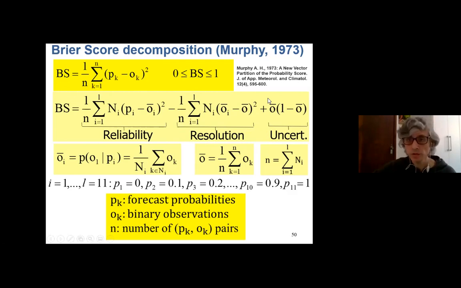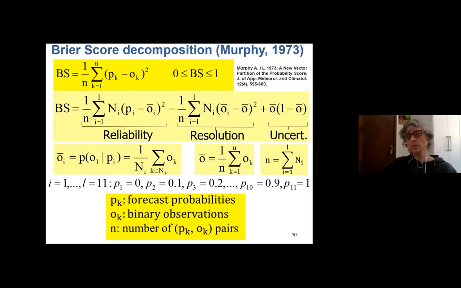Let's start with the uncertainty component, which doesn't depend on the forecast. It's just a function of the observations. So when you look at your climatological data set, your vector of binary observations, and you average those observations for the event you are forecasting, you find the observed climatological frequency of that event, that is this o-bar here. And the uncertainty is o-bar times one minus o-bar. So this only depends on the observations.